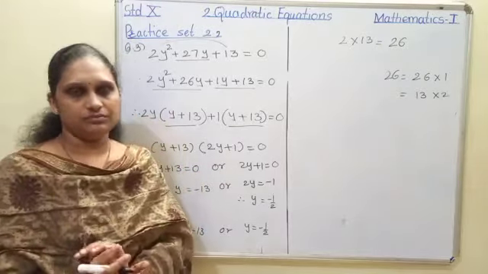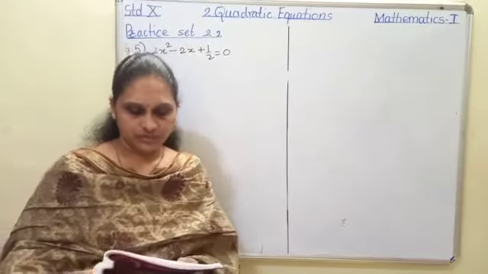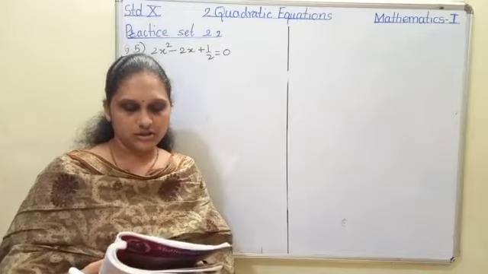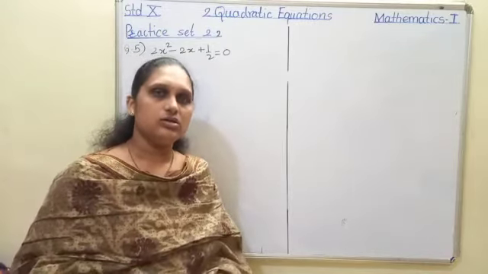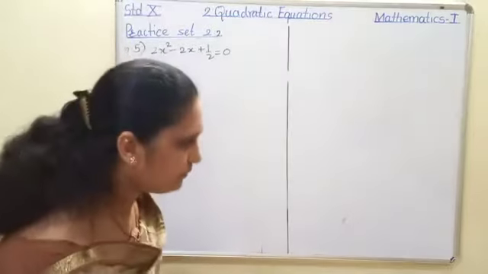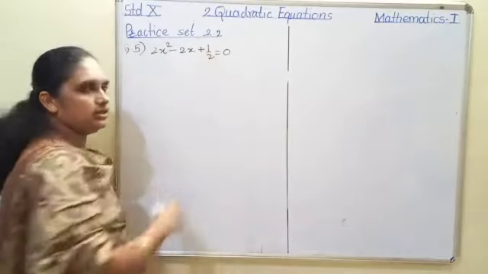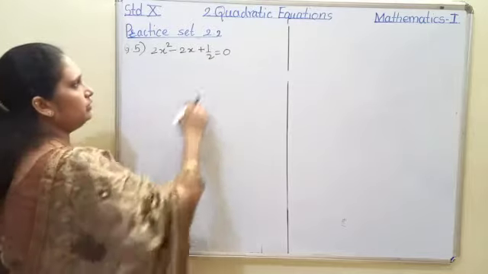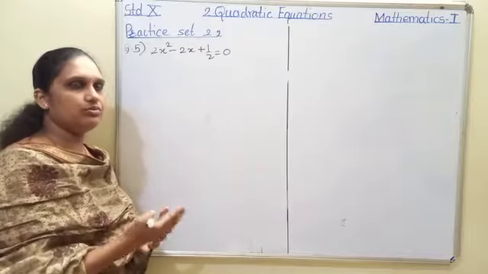Now, let's see the next. Now, we'll take question number 5. Question number 5 is 2x square minus 2x plus half equal to 0. Now, how to solve? See, here in the half, this 2 is there in the denominator. So what we'll do? We will remove this 2. To remove it, we have to multiply with 2.